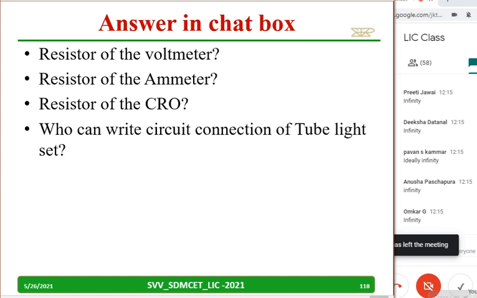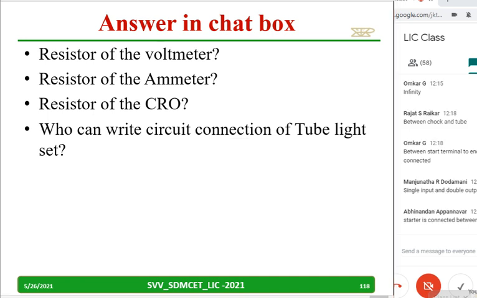And everybody knows the tube light. Since childhood you might have seen the tube light set in your home. What is the connection between the tube, choke, and starter? These are all fundamental basics. Don't say these are not useful for LIC. Not LIC, as an engineer, one should know all these things. Students are telling the starter is connected between the choke and the tube. Okay. Any other answers?